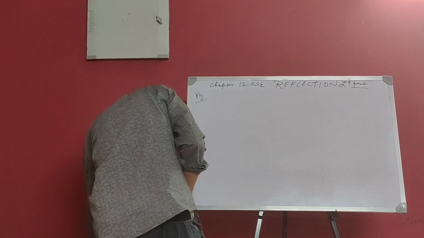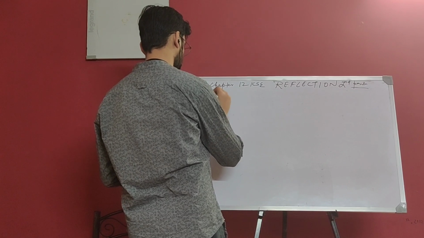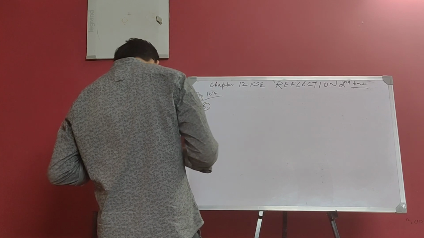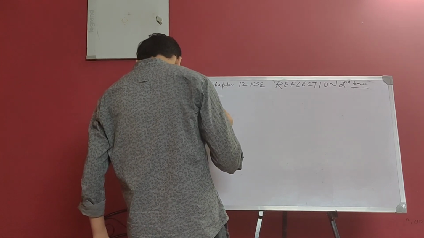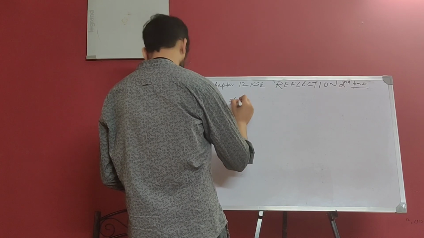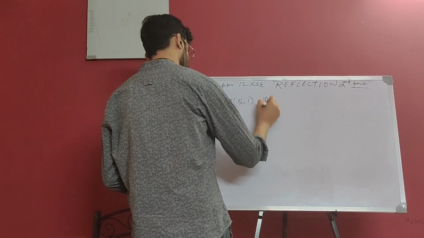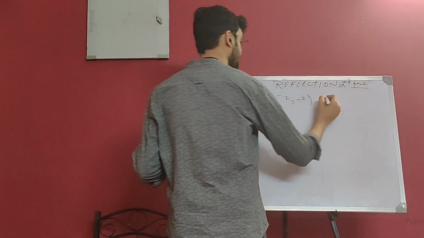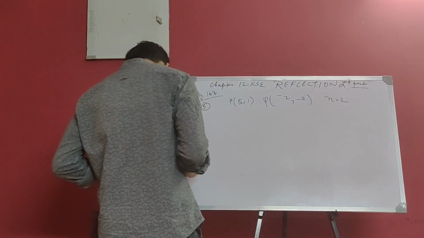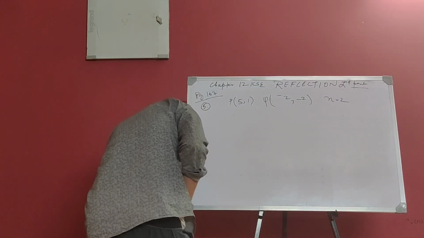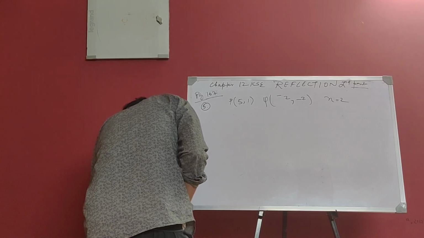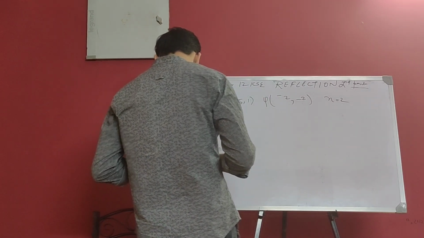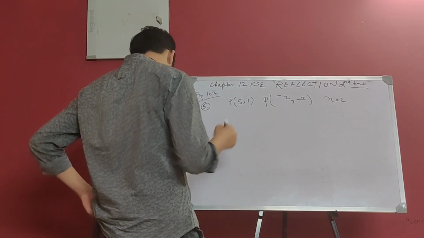Now, if you come to page number 167, example number 5, we find a question: the points P 5, 1 and Q minus 2, minus 2. So P is equal to 5, 1 and Q is equal to minus 2 and minus 2. Both are reflected in the line x equal to 2. Use graph paper to find the images P dash and Q dash of points P and Q respectively in the line x equal to 2. Take 2 cm equal to 2 units.